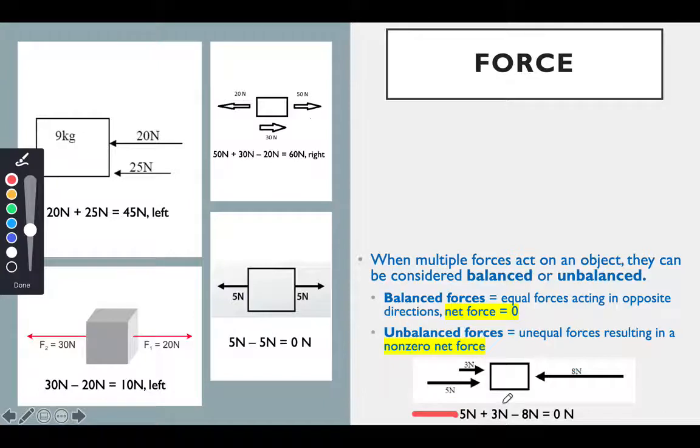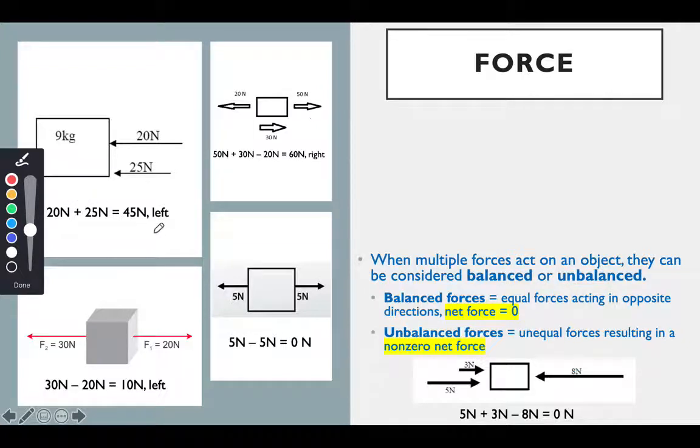These are 3 pushes, but when we wind up doing the math and the calculations, we do find that the net force in this case is also 0 newtons, which means this is another balanced system. Unbalanced forces occur when we have unequal forces resulting in a non-zero net force. That means a net force that is not 0.